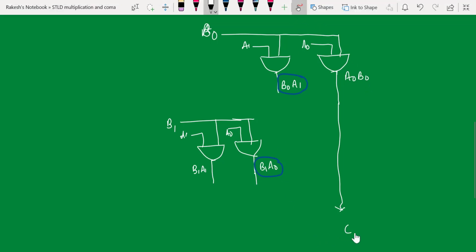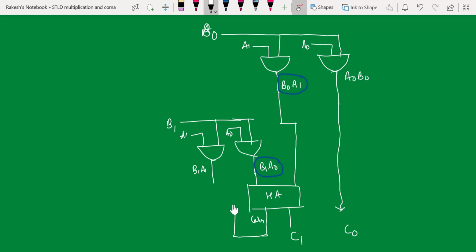So this, let us assume, is the C0 partial product. Now I am going to take my B0 A1 here. I am going to use a half adder. So I am going to get my sum 0. I am making it as C1 here, and whatever carry is generated from here will be given to the next half adder, which we are going to place here.